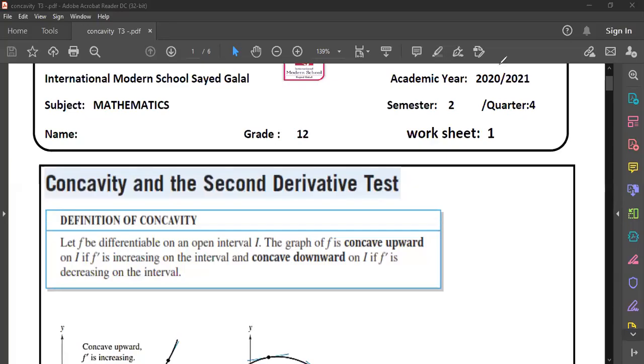As you see, we are going to talk about the concavity and the second derivative test. What is the meaning of concavity? It means the curve opens upward or opens downward. Okay. Before I begin this session or this lesson, I have to revise with you some things that are very, very important.